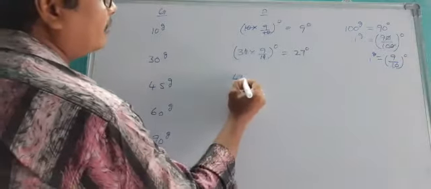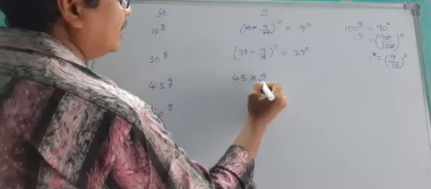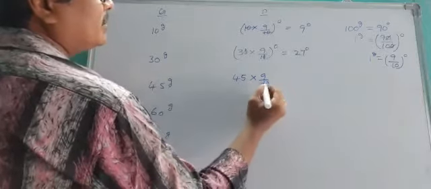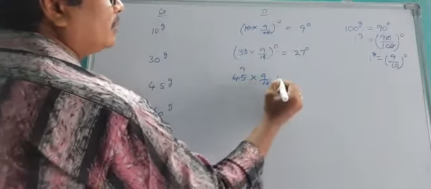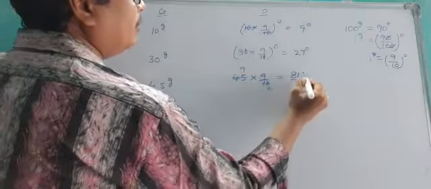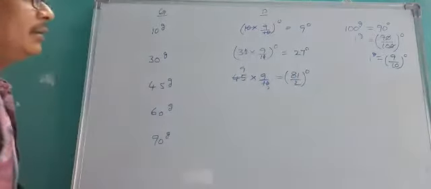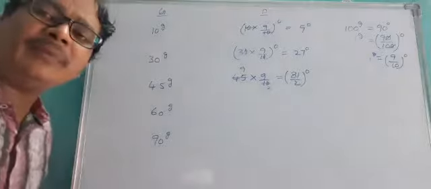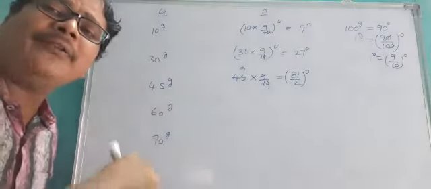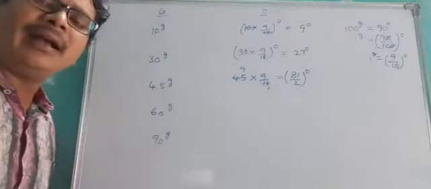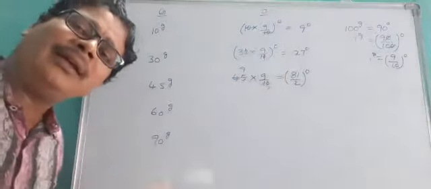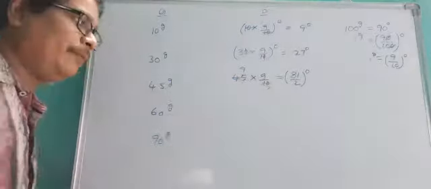Next one, 1 grade equals 9 by 10 degrees. 45 grades equal 45 into 9 by 10. Okay, so they are divisible by 5. 5 nines are 45, 5 twos are 10. That means 81 by 2 degrees, which is 40.5 degrees. Otherwise, you can convert it into degrees and minutes also.